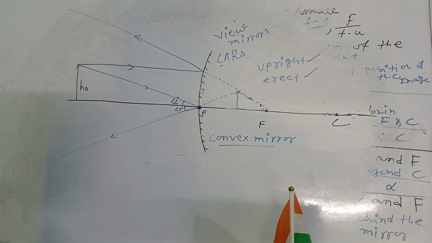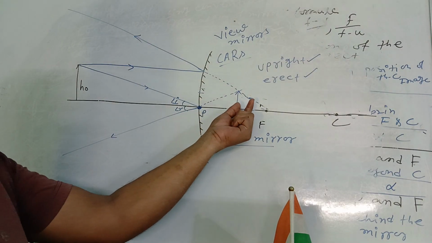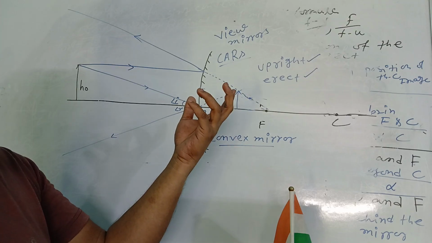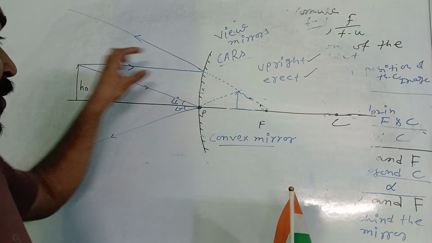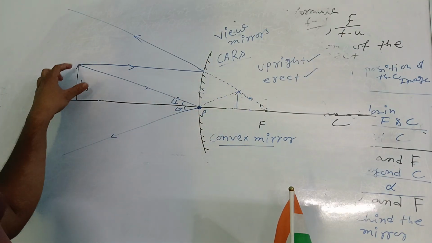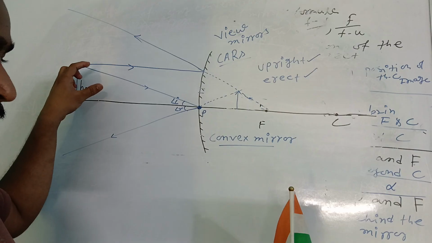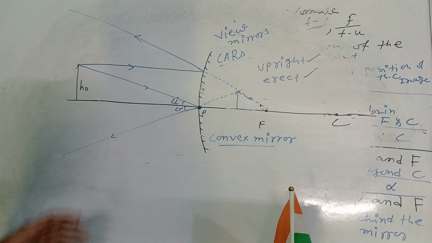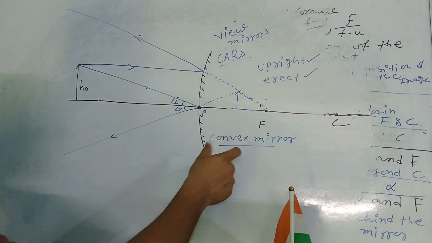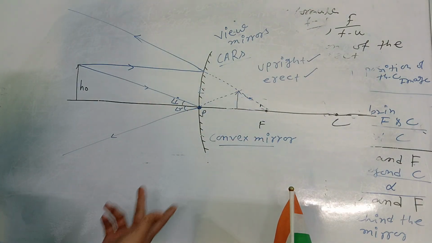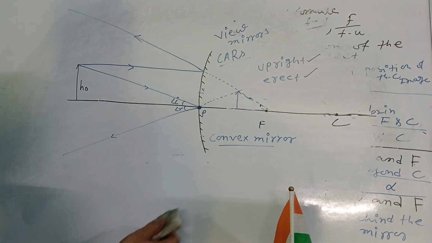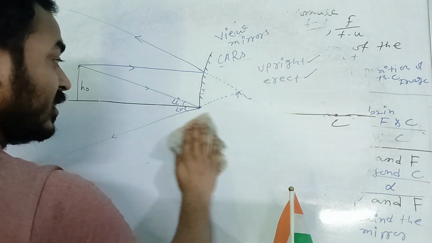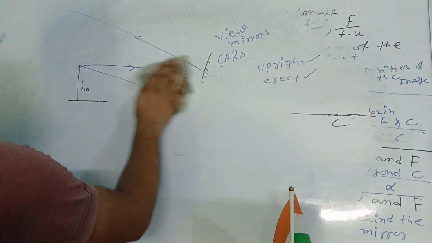Okay, this is the image. Characteristics: it is smaller, so diminished. Is it clear? Always diminished. Magnification less than 1, always. That is a small sized image, virtual, erect. So everything we are getting is the same. Okay, now the convex mirror part is done.